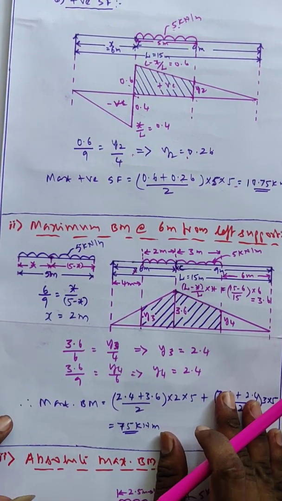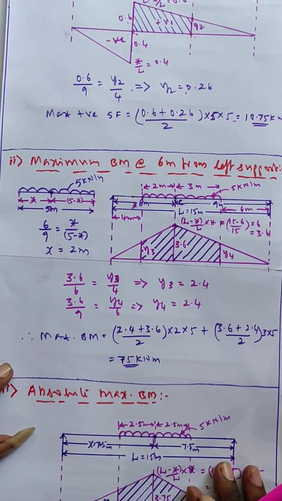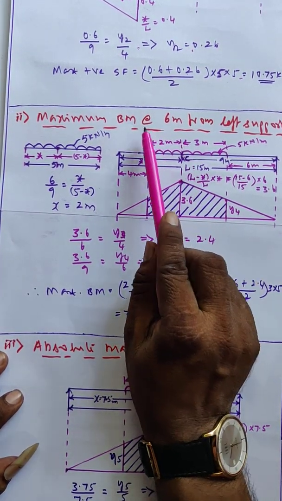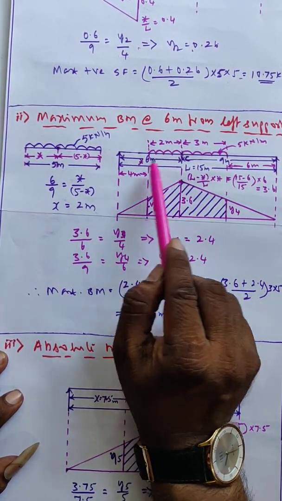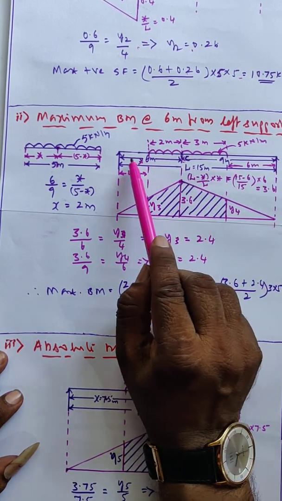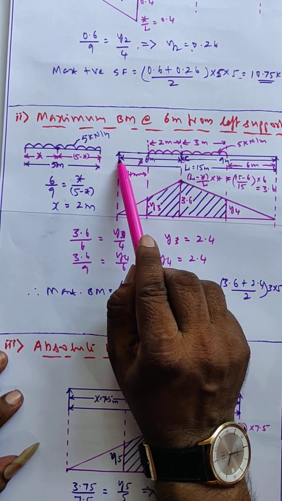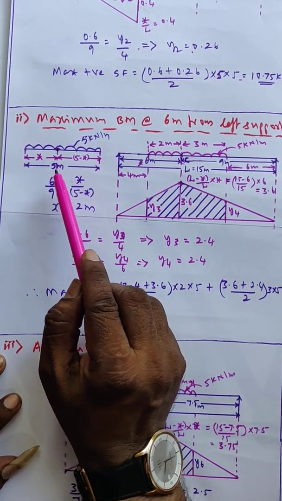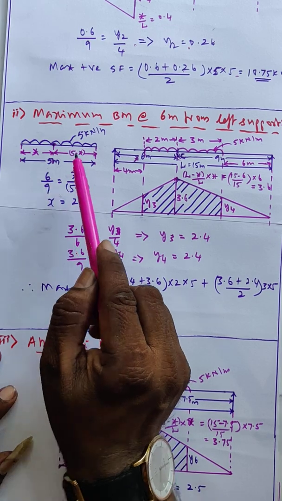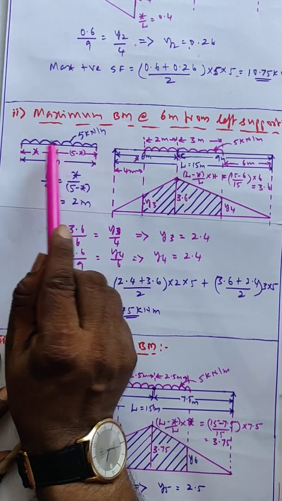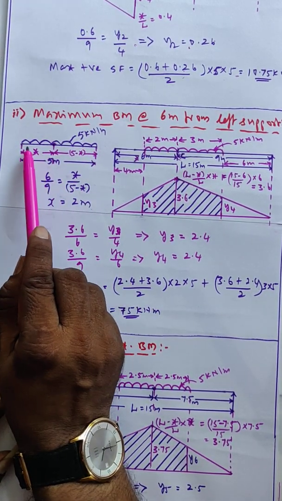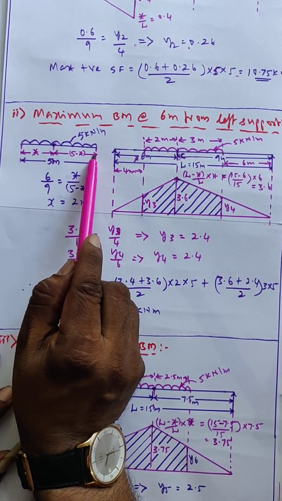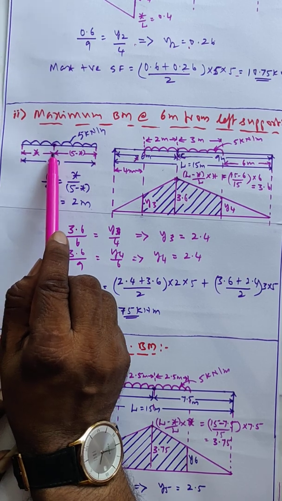Now we will calculate maximum bending moment at 6 meter from left support. See here, this is the maximum bending moment at 6 meter. See here, this is 6 meter, remaining is 9 meter. The ratio of this beam splitting is 6 divided by 9. In the same ratio, I have to divide this UDL also, which is of 5 meter length. For that case, I am taking x and 5 minus x.